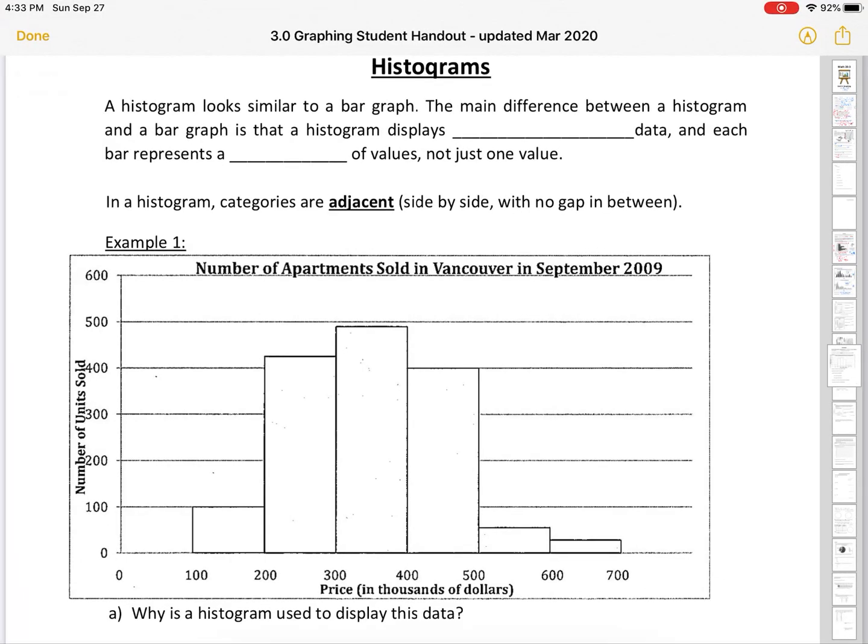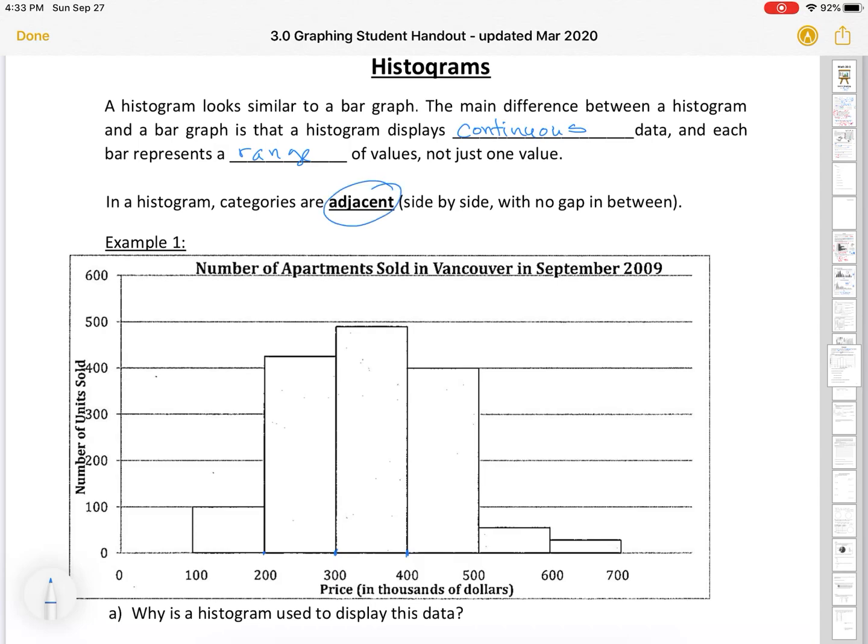All right. So now we're looking at histograms. And like I said, if we look at it, we might say, oh, yes, that's a bar graph. But there's certain things that are different. Number one, there's no spaces between the bars, right? And that's because a histogram displays continuous data as opposed to discrete data. So each bar represents a range of values, not just one value, okay?